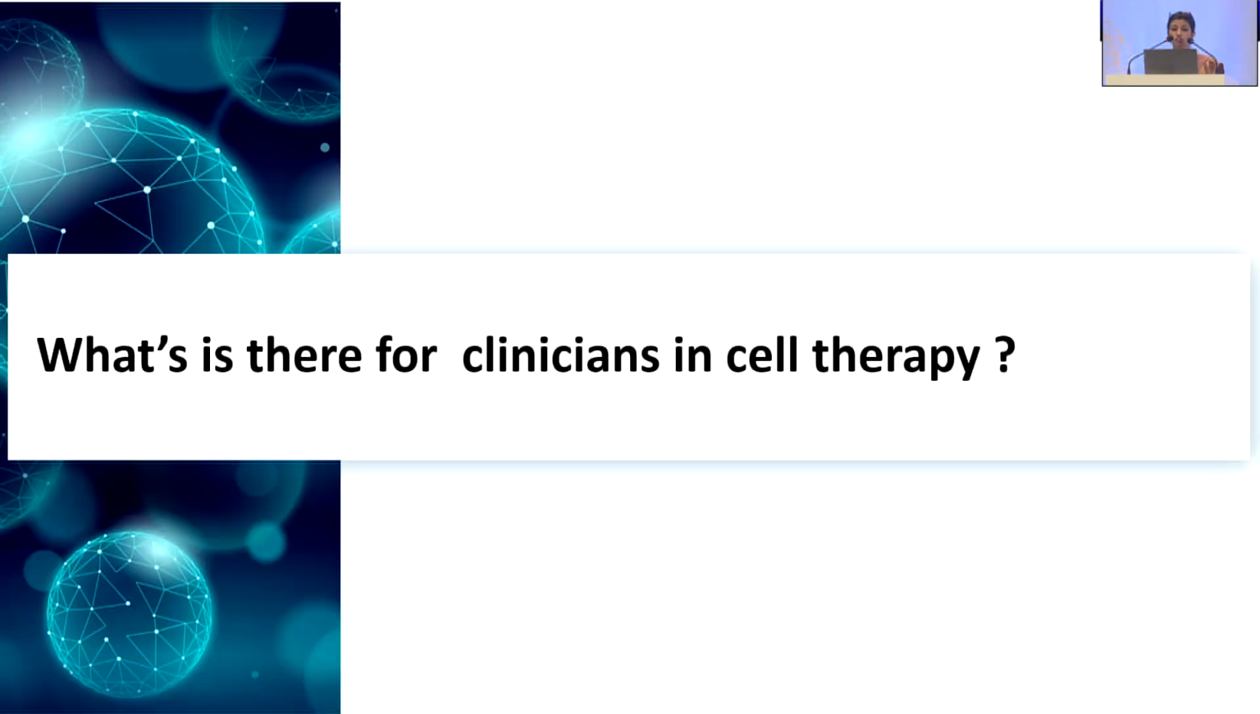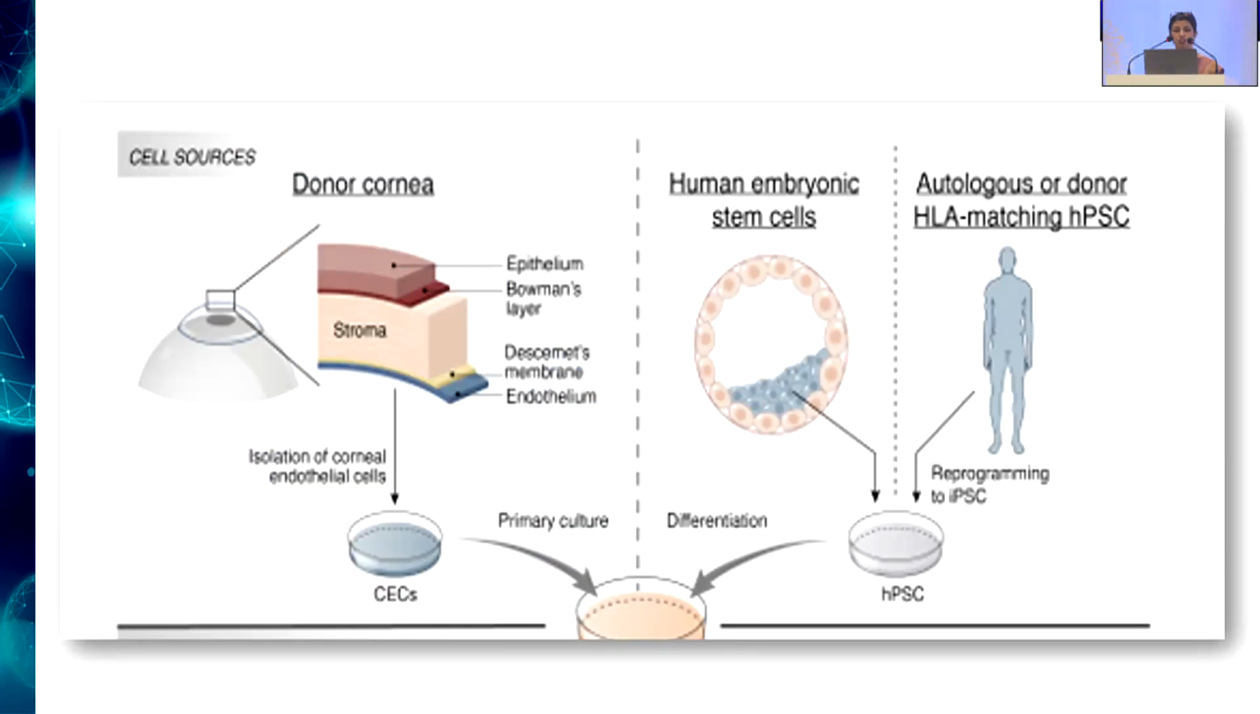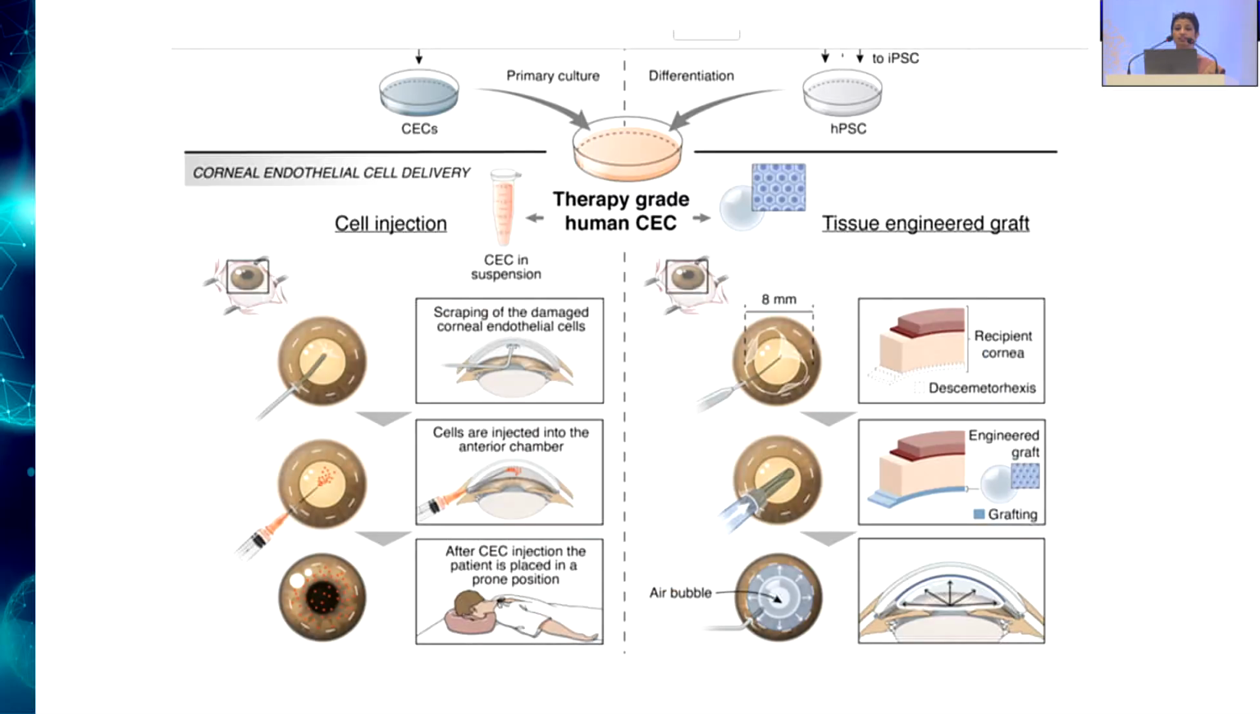Now let's go on to what's there for clinicians in cell therapy. Cell therapy is not just one therapy. It encompasses a large group of areas. I would be just covering a small area which is now going to be in clinics, and that's the area which I've covered in cell culture. So just to give a small introduction, for the cells to be cultured, you can either take them from cadaveric cells or from human embryonic stem cells, or you can take the iPSCs. And these, once cultured and multiplied into millions from one cell, you can either inject, or you can grow them on a tissue, which can be a human tissue or a scaffold tissue, and inject it into the eye.